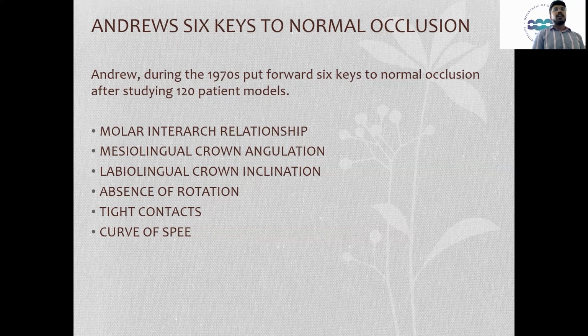The final key of Andrews' six keys of normal occlusion is the curve of Spee. As I have already defined previously, the curve of Spee is an anteroposterior curve. The curve of Spee as described by Andrews should be flat, that is, the occlusal plane should be flat. And if this curve is present at all, it should not exceed 1.5 mm in the mandibular arch. If it exceeds 1.5 mm, that occlusion is not termed an ideal normal occlusion.